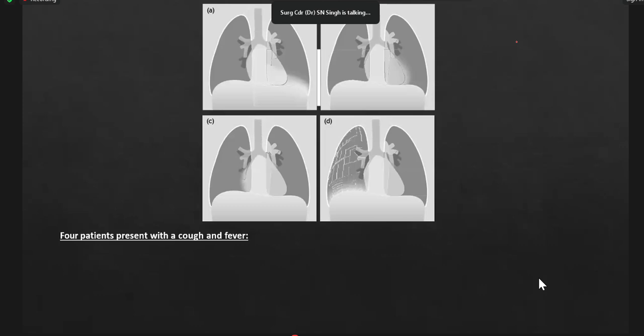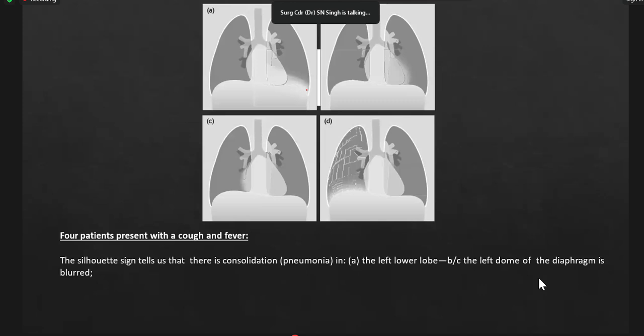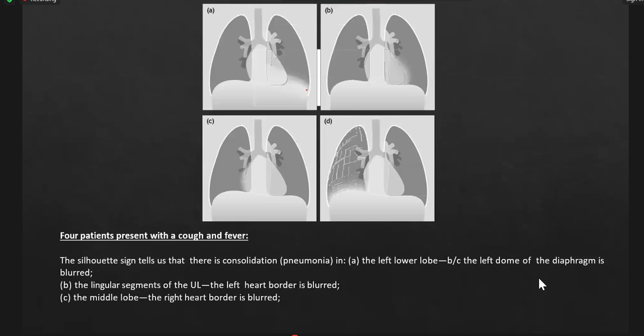So if you see, what is this? On the first one, the left hemidiaphragm is obscured, right? Okay. And here, the left border of the heart is obscured. In C, the middle lobe is obscured, and in D, the right hemidiaphragm is obscured. So this all indicates a left lower lobe pathology, a lingular lobe pathology, a right middle lobe pathology, and a right lower lobe pathology. Okay.